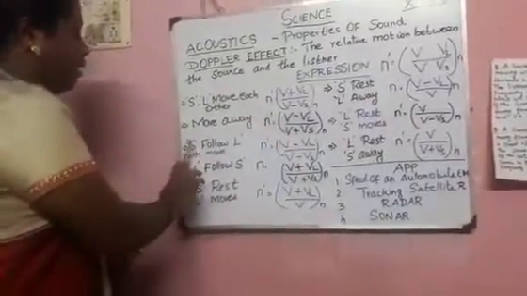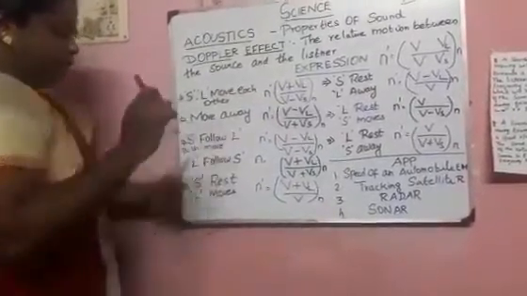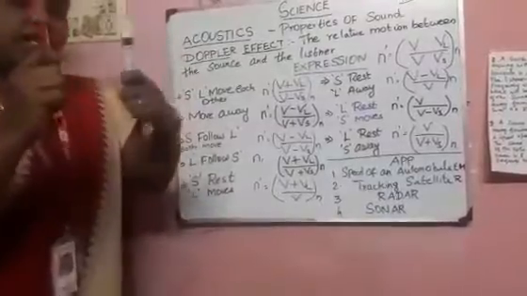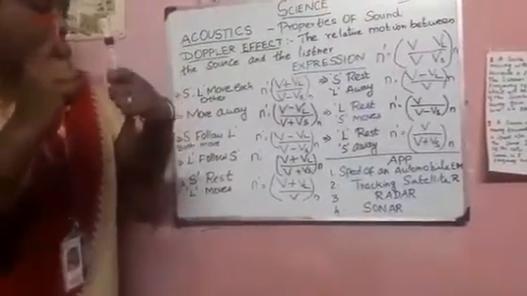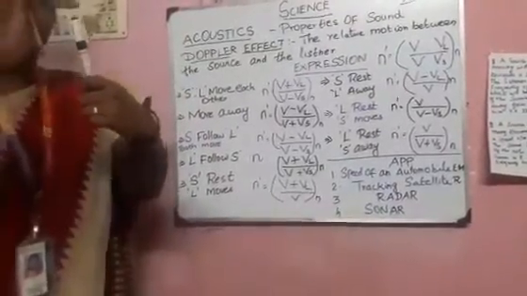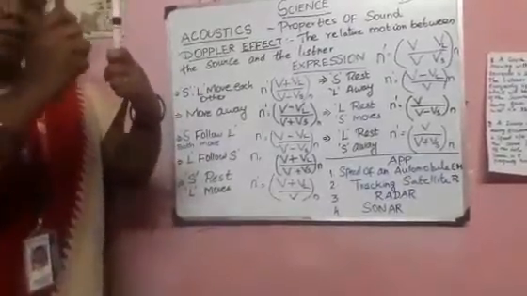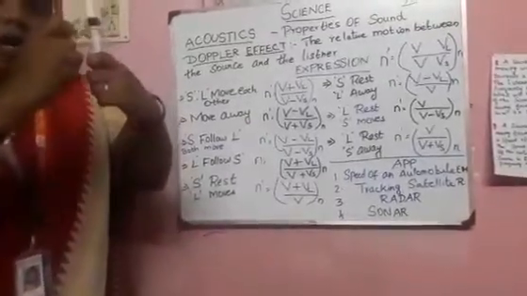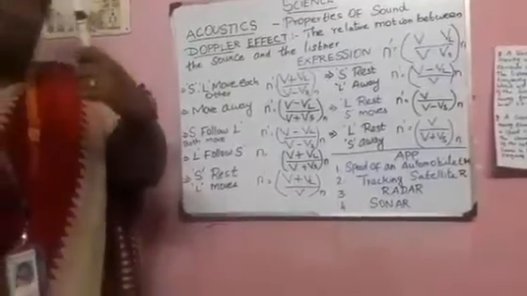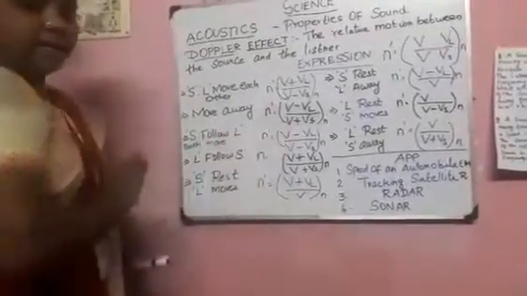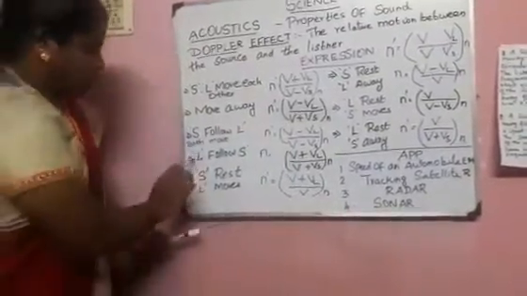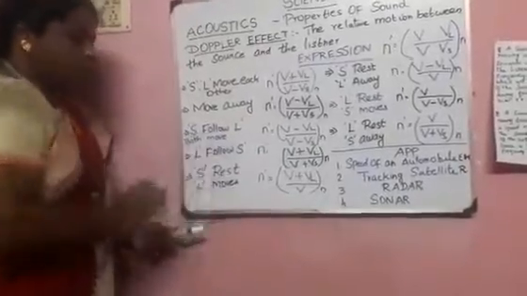And next one, source follows listener. The source follows the listener. That means the source will be close to it, so close means it should be minus. That means both are moving, so automatically the listener is also moving. So it should be away, so it is also minus. Have you all understood?